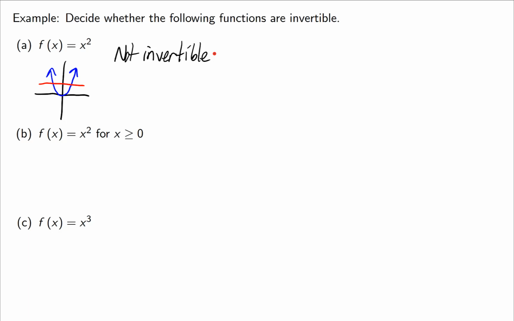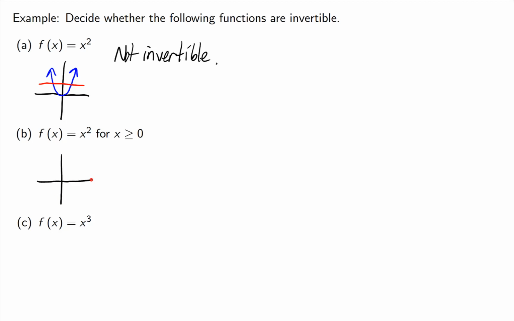And by the way, let me explain why. Let's say this value is y equals 4. Then there are two x values associated with it, -2 and 2. If I were to try to plug 4 into the inverse, I need to get one answer. And is that answer 2 or -2? It's not clear which.